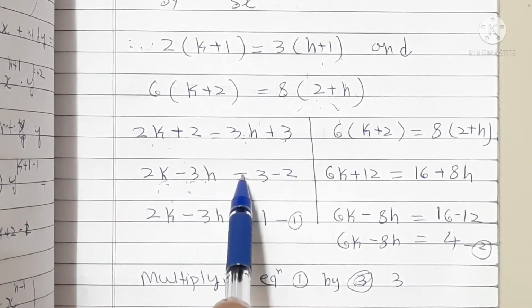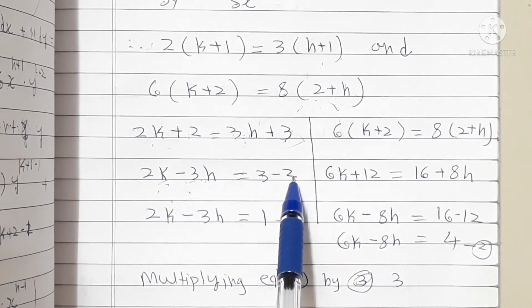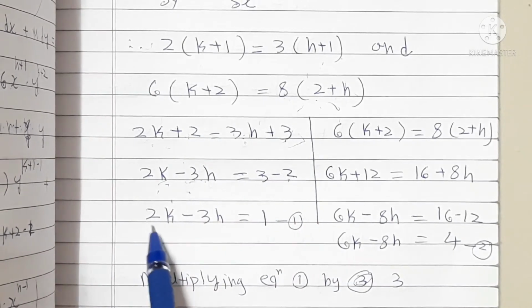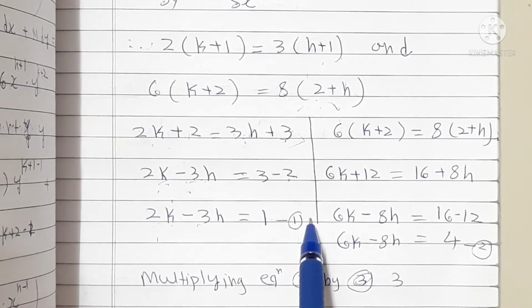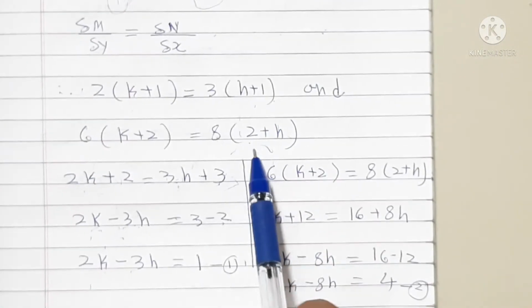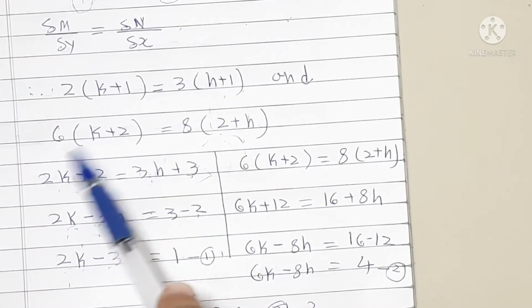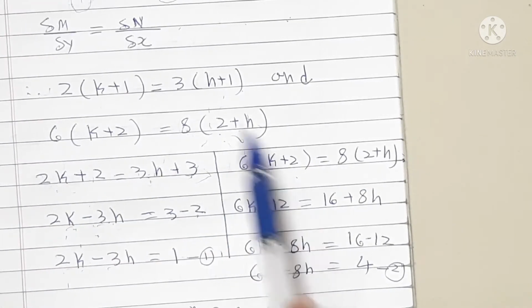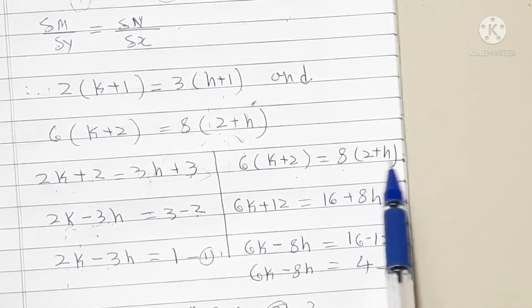Therefore, 2k minus 3h is equal to 3 as it is, and this plus 2 gets the minus 2 here. Okay. Then 2k minus 3h is equal to 1. This is equation 1. Now consider the other side equation. What is the other side equation? 6 into bracket k plus 2 is equal to 8 into bracket h plus 2.